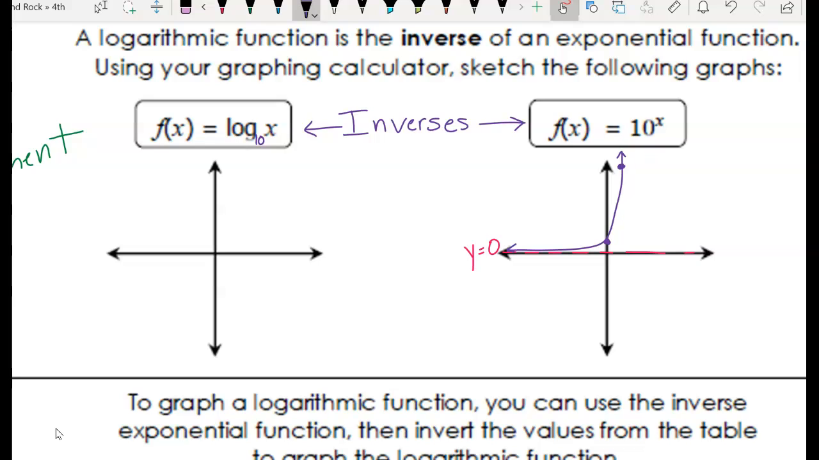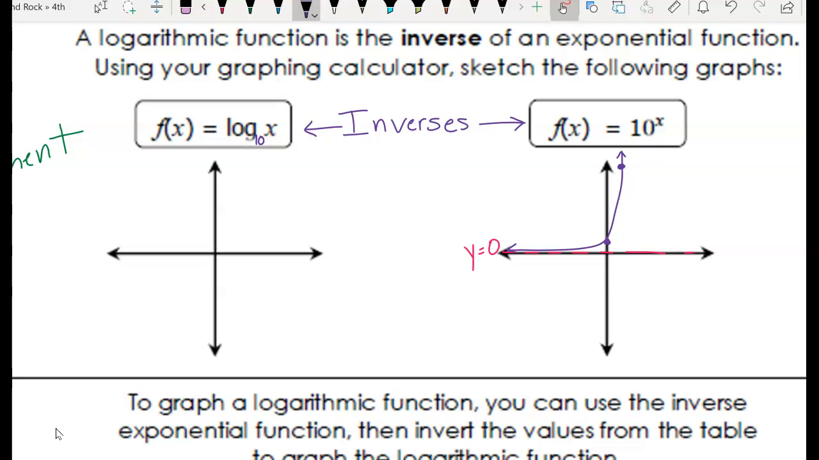Always. If there is no base given, your base is 10. So that's why these are inverse functions. If we instead had an exponential of 2 raised to the power of x, what would the inverse function to that be, do you think? Log base 2 of x. Good. The bases have to be the same for them to be inverses.